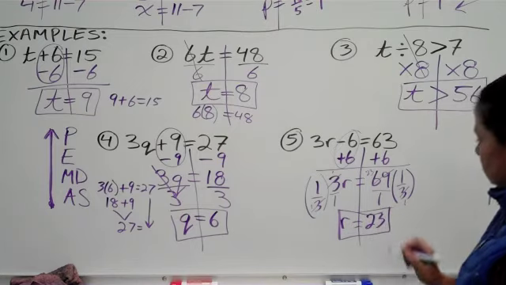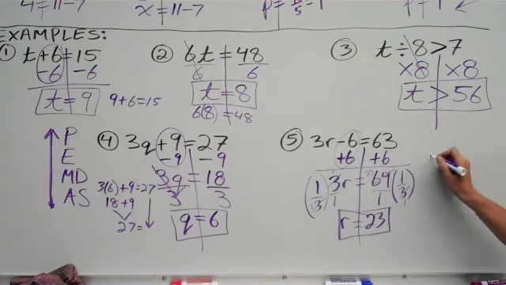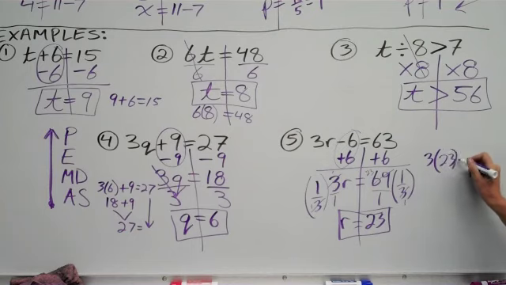Whoops. Double checking that it is correct, plug it into the original problem. So 3 times r, which is 23, subtract 6, does this in fact equal 63?